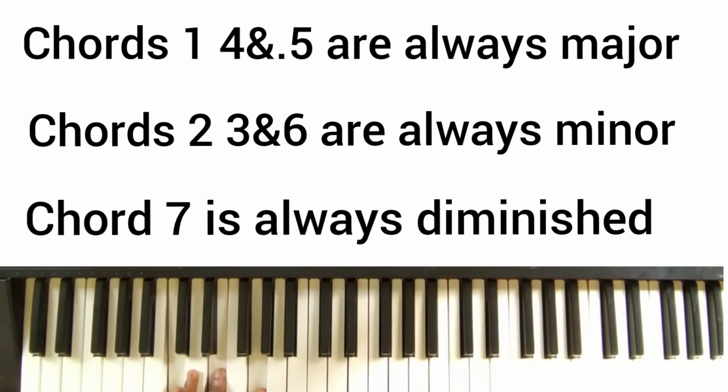So this is chord 1. This is a major chord. Chord 4 is a major chord. Chord 5 is a major chord. Chord 2 is a minor chord. Chord 3 is a minor chord. Chord 6 is a minor chord. Chord 7 is a diminished chord. I'll teach you how to use a diminished chord in another video.